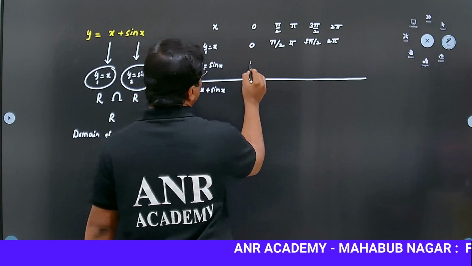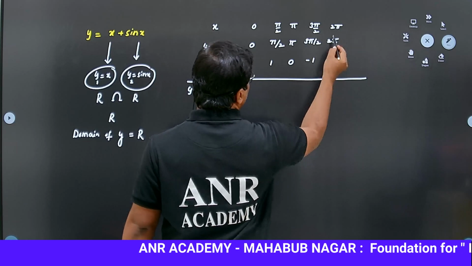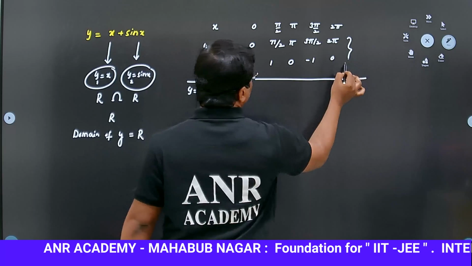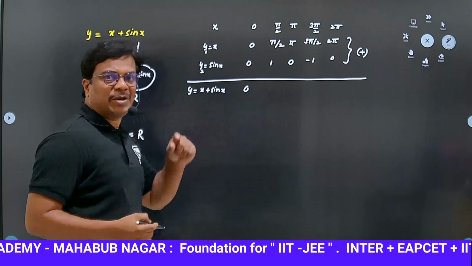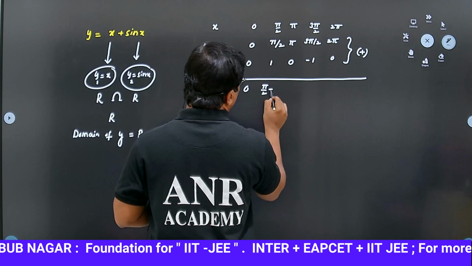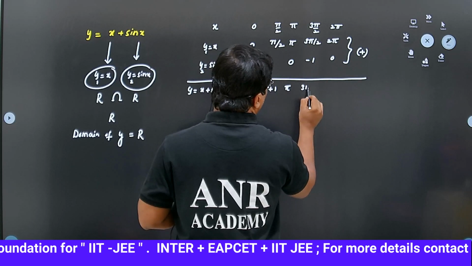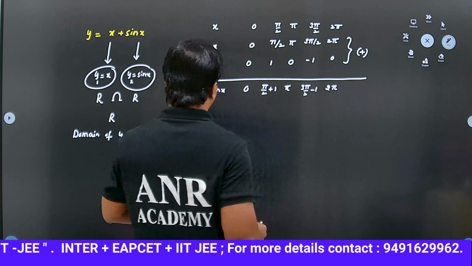Next, sin 0 is 0, sin 90 is 1, sin pi is 0, sin 3 pi by 2 is minus 1, sin 2 pi is 0. Combination of these two: 0 plus 0 is 0. Next, pi by 2 plus 1. After that, pi plus 0 becomes pi. Next, 3 pi by 2 minus 1 and then 2 pi.